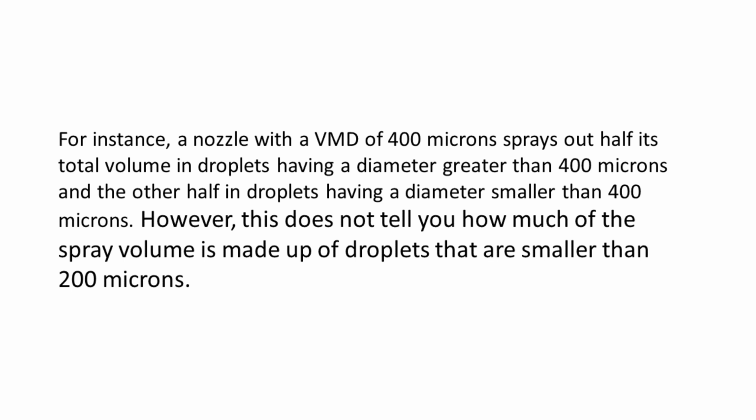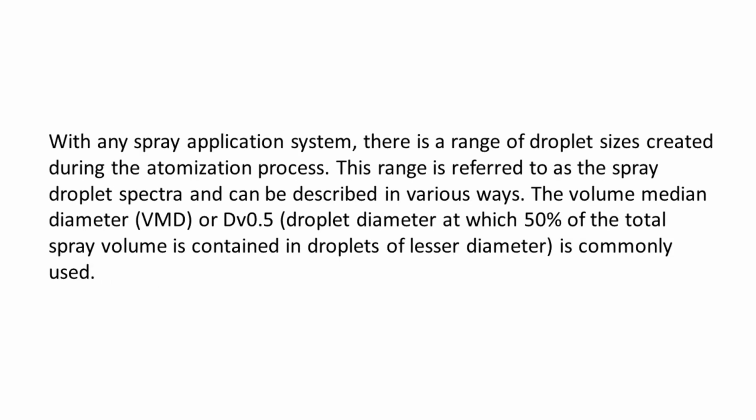For instance, a nozzle with a VMD of 400 microns sprays out half of its total volume in droplets having a diameter greater than 400 microns, and the other half in droplets having a diameter smaller than 400 microns. However, this does not tell you how much of the spray volume is made up of droplets that are smaller than 200 microns. With any spray application system, there is a range of droplet sizes created during the atomization process.